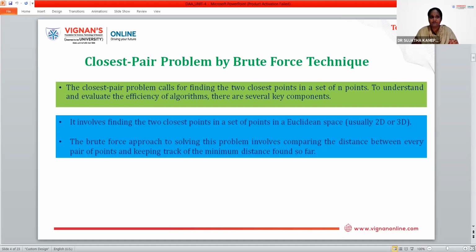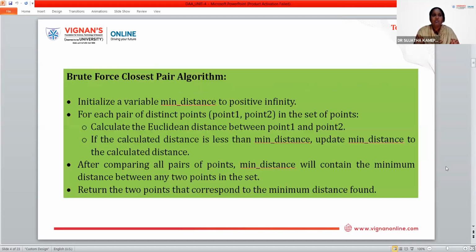to be closed. So the closest pair problem involves finding the two closest points in a set of points in a Euclidean space. Usually it may be a two-dimensional space or a three-dimensional space. The brute force approach to solve this problem involves comparing the distance between every pair of points and keeping track of the minimum distance found so far. Now, what is the algorithm for the brute force approach?